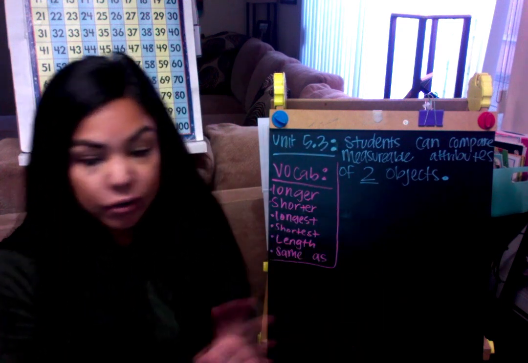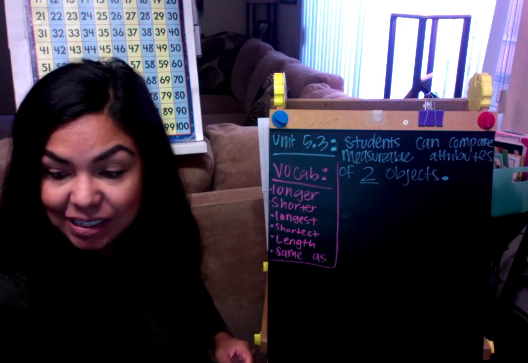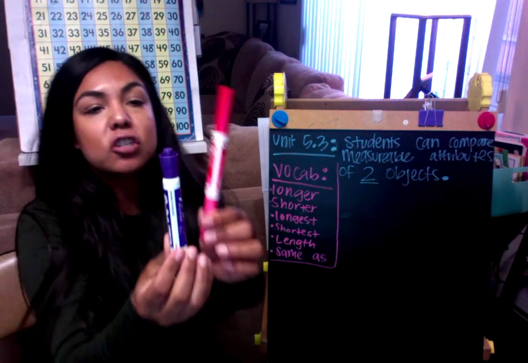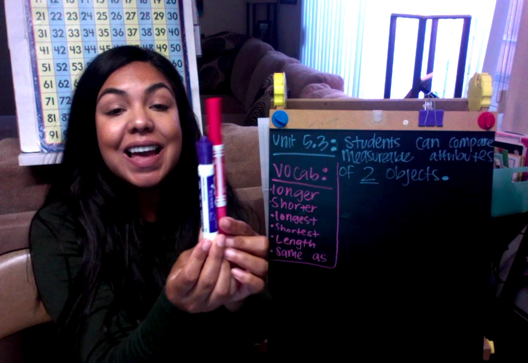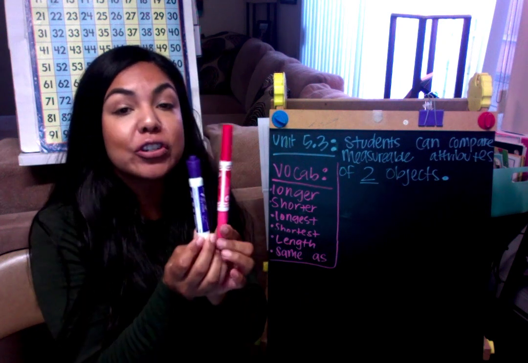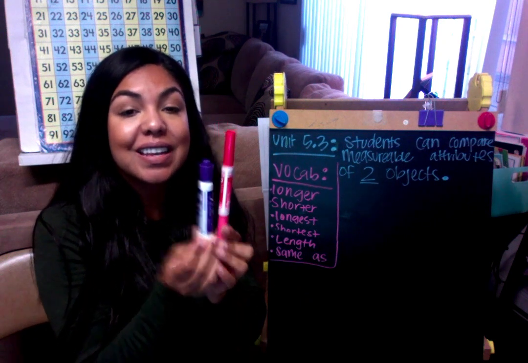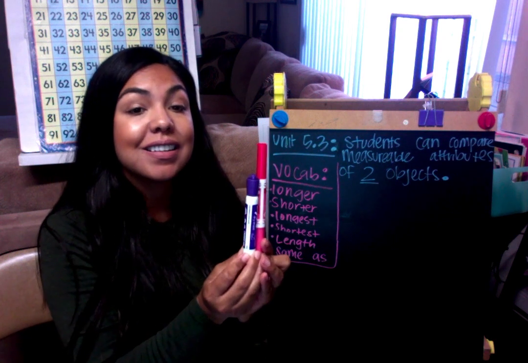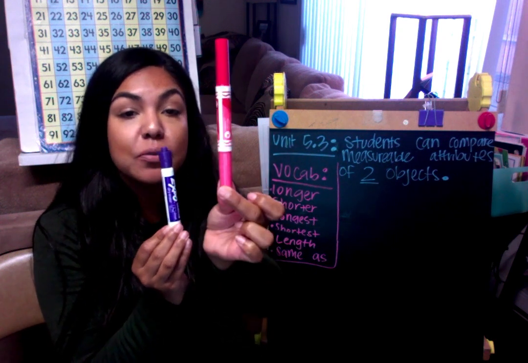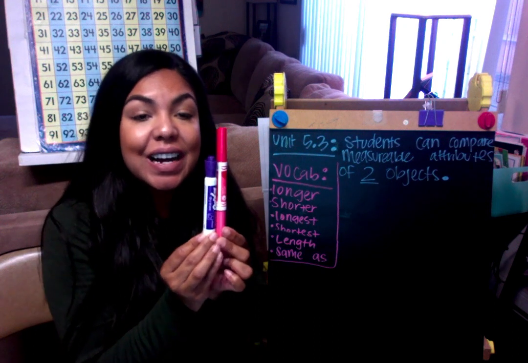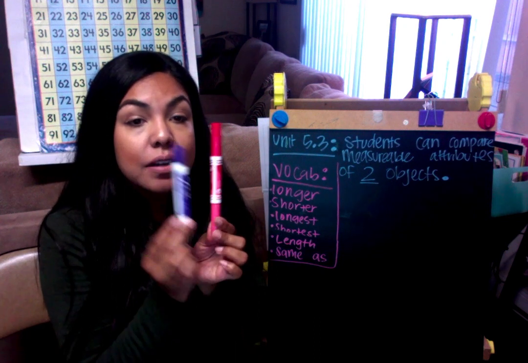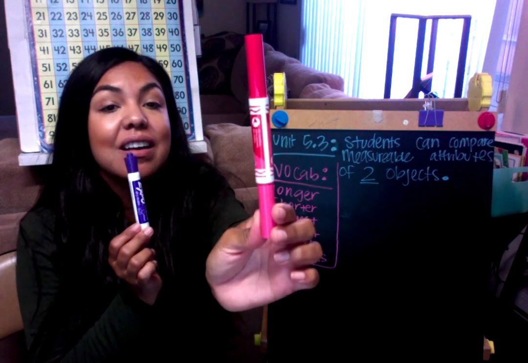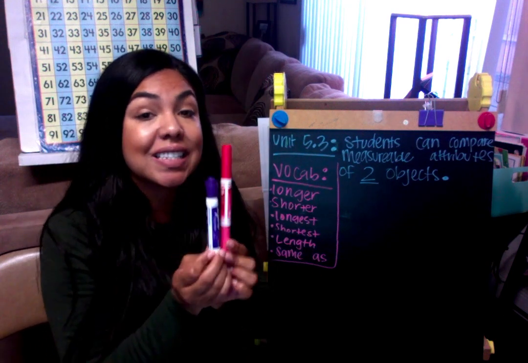So if, for example, Miss D has two markers, right? She has one marker here, and then she has another marker here, okay? Which one is shorter? Good. The purple one is shorter. Which one is longer? Good. The pink and the red, the double-sided one, right? Good. Now, you can also say the word longest. Which one is the longest? Good. Longest. And which one is the shortest?